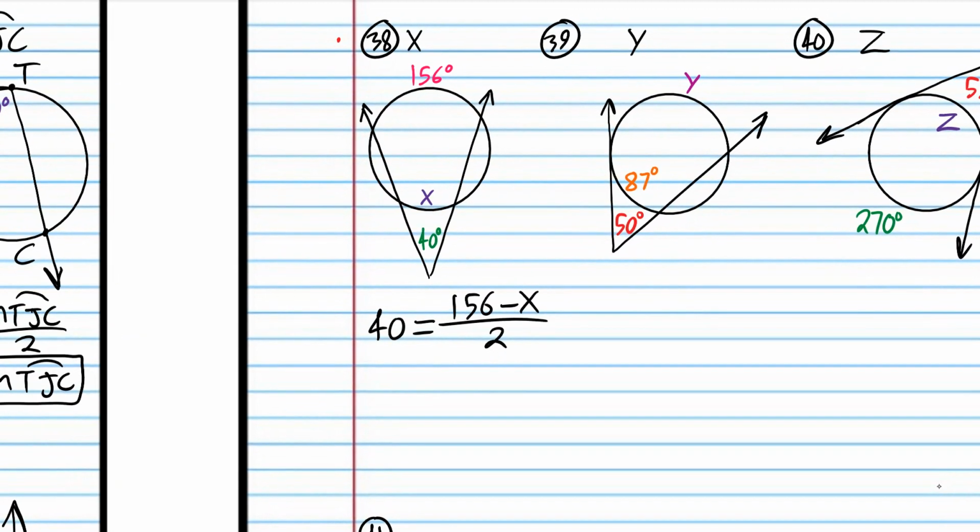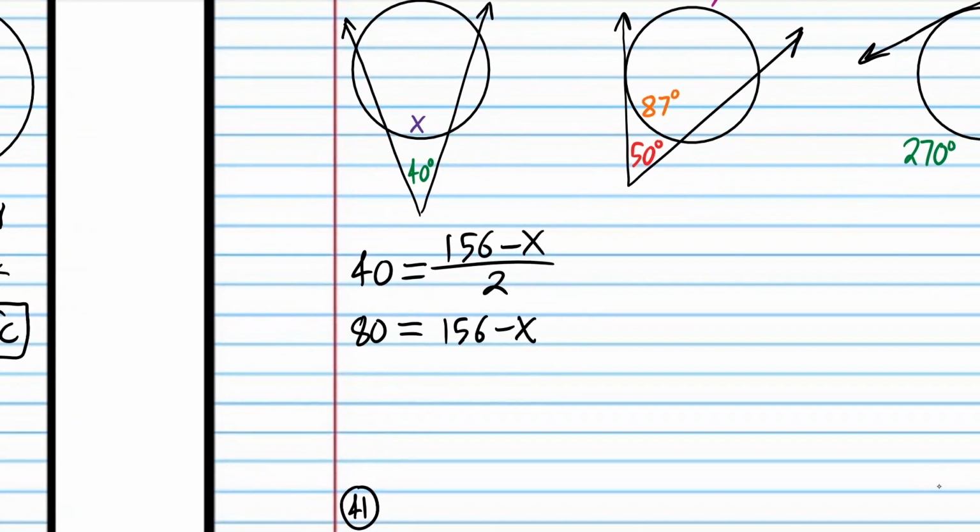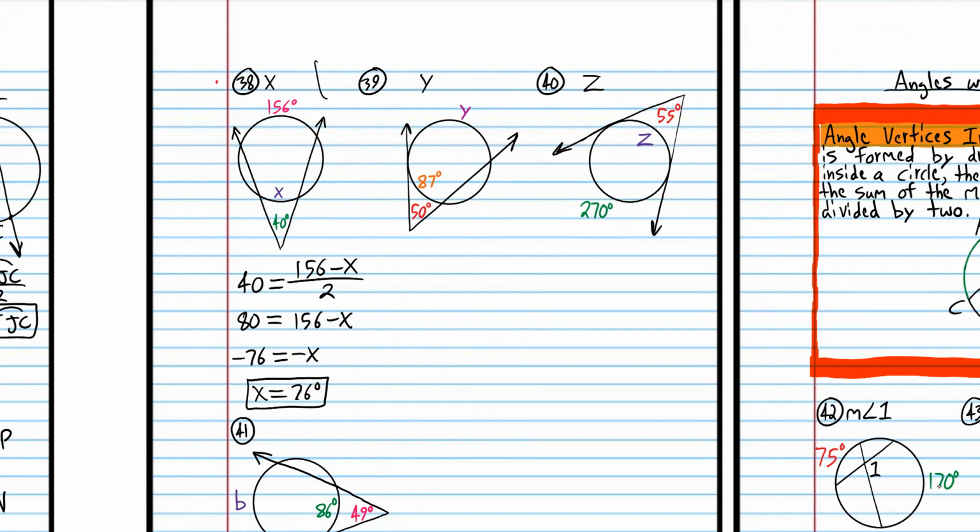So multiply both sides by 2. I'm not going to show all the steps because it would take a lot of room. And we're going to subtract 156 from both sides. So we get 80 minus 156 is negative 76. Divide both sides by negative 1, and we get x is equal to 76 degrees. So same problem we were doing before, except we're given different numbers to plug in.